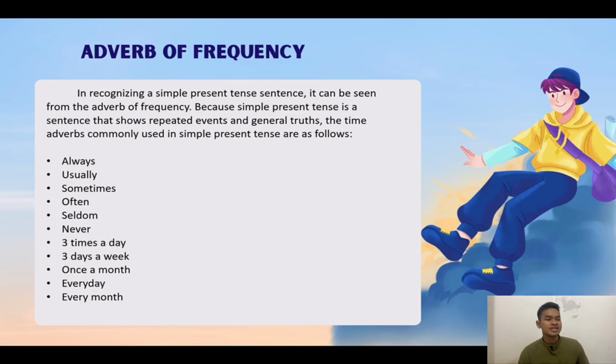The next is adverbs of frequency. In recognizing a simple present tense sentence, it can be seen from the adverbs of frequency, because simple present tense is a sentence that shows repeated events and general truths. The time adverbs commonly used in simple present tense are as follows: always, usually, sometimes, often, seldom, never, 3 times a day, 3 times a week, once a month, every day, and every month.